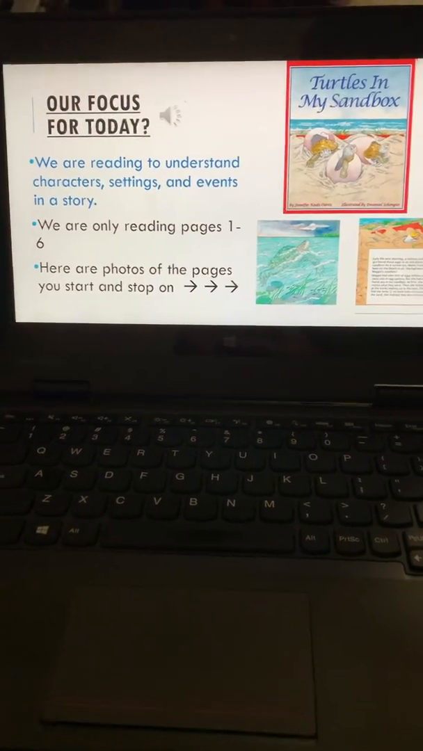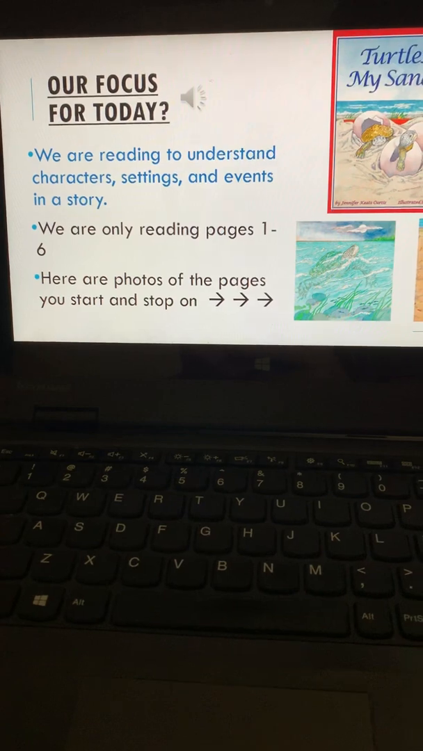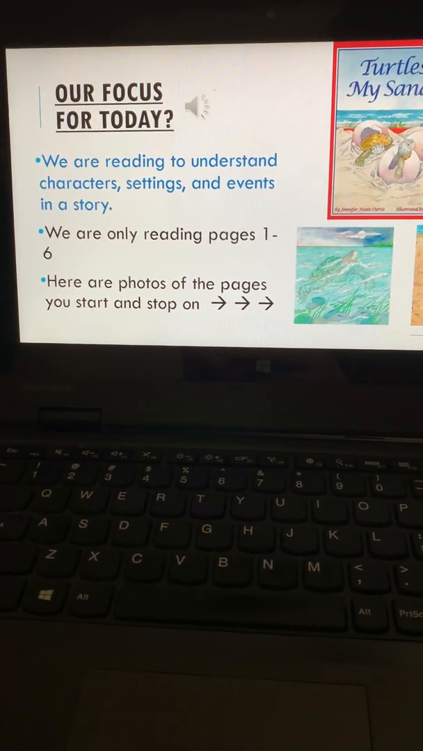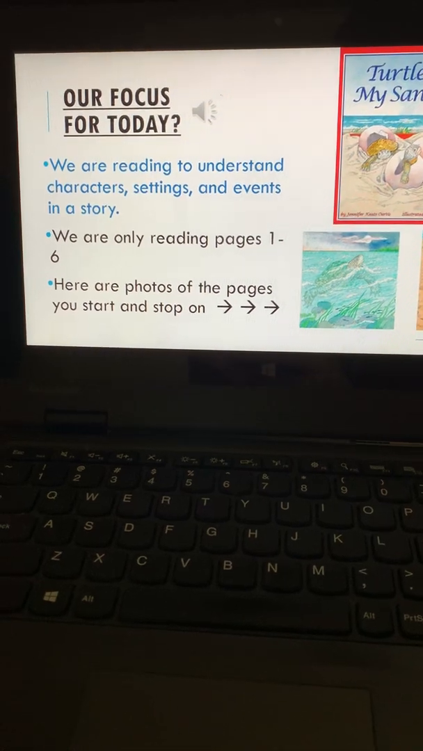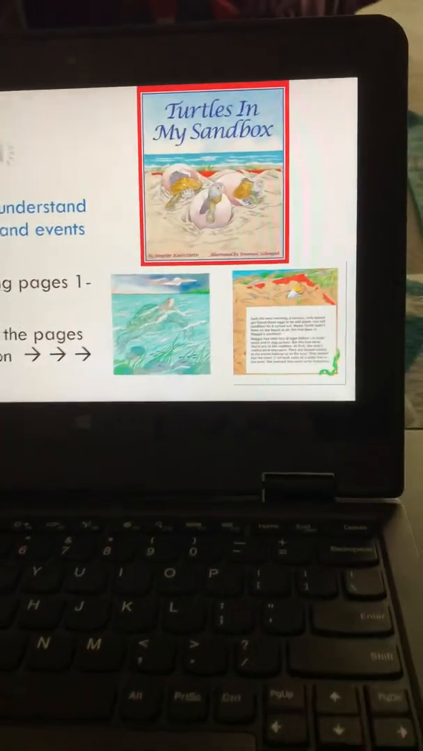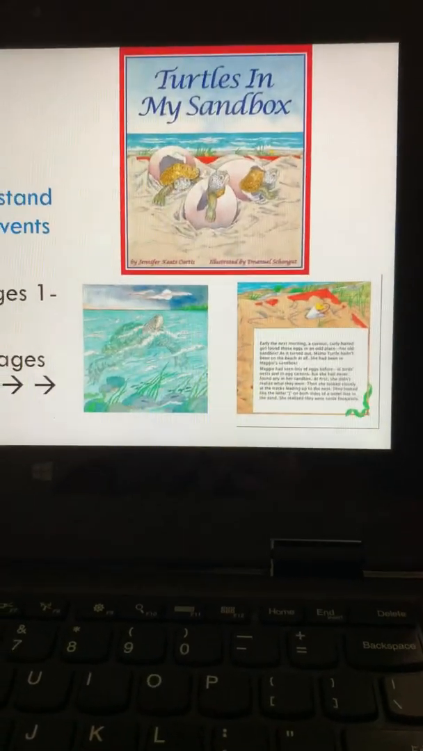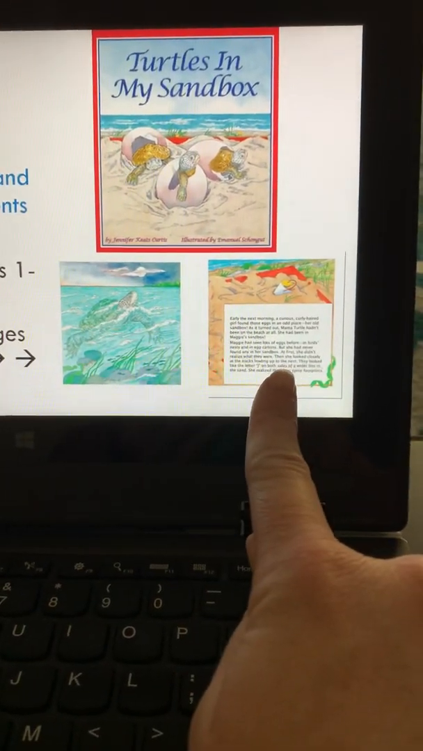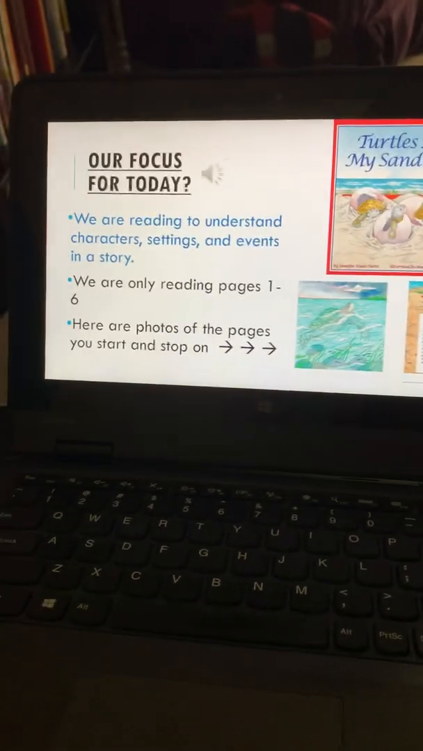So our focus today is going to be working on story structure. So understanding characters, settings, and events in a story. We're only reading pages 1 through 6. So I took photos so you know what pages to start and what pages to stop on. So this is going to be the page you're starting on. This is the page that you are stopping on.